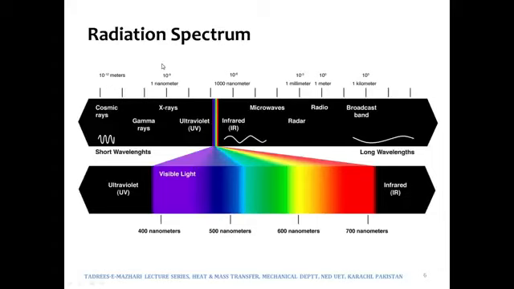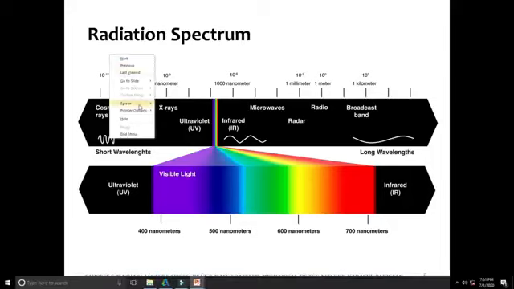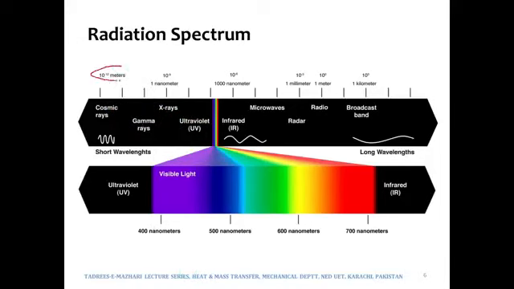Now here we are being shown the radiation spectrum. The radiation spectrum refers to the fact that there are various types of waves having different wavelengths, and you can see over here that the wavelengths vary from a picometer, 10 to the power minus 12 meters, to almost a kilometer. So the wavelength may be as small as a picometer and as large as a kilometer.